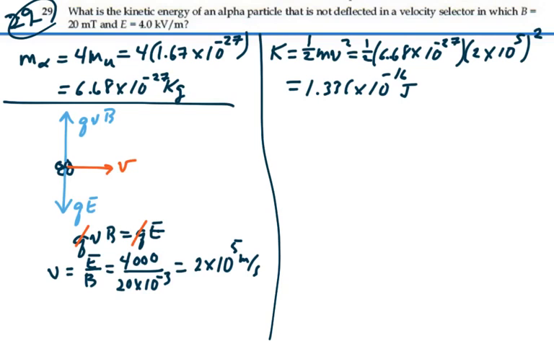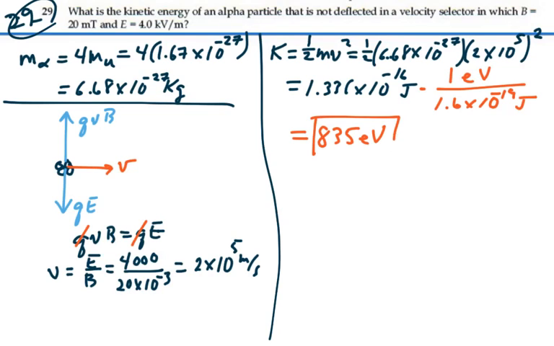If we want to convert that to electron volts, we note that there is 1 electron volt per 1.6 times 10 to the minus 19 joules, and that will give us 835 electron volts in kinetic energy. So the energy of this alpha particle is 835 electron volts.